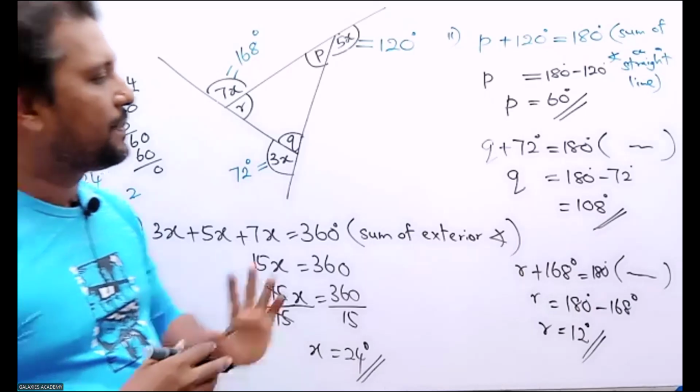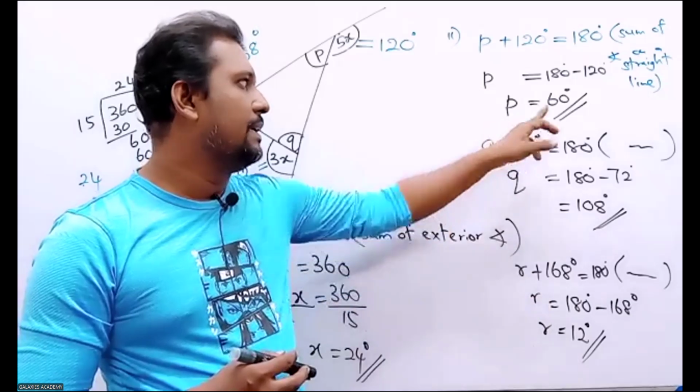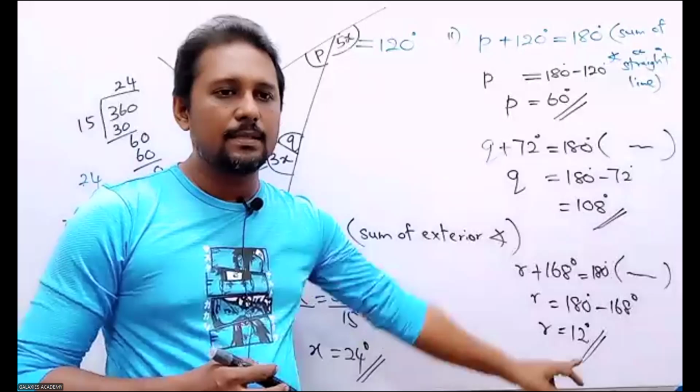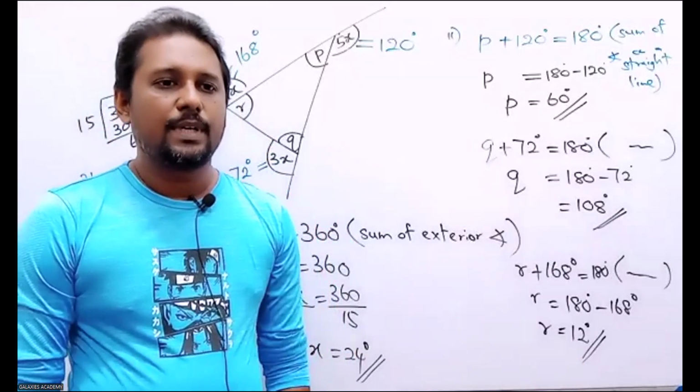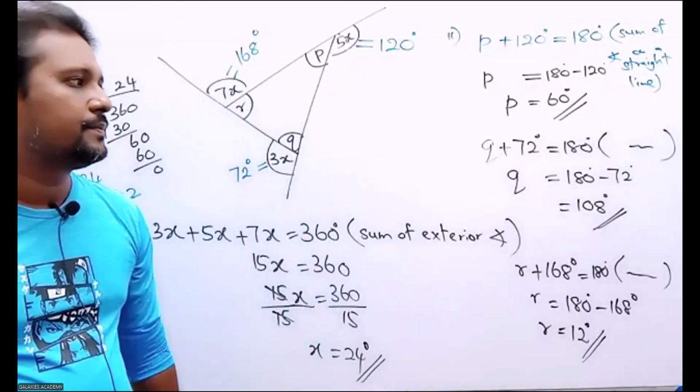Separately I found the P, Q and R values. P is 60, Q is 108, R is 12. Are you clear? Yes, sir.